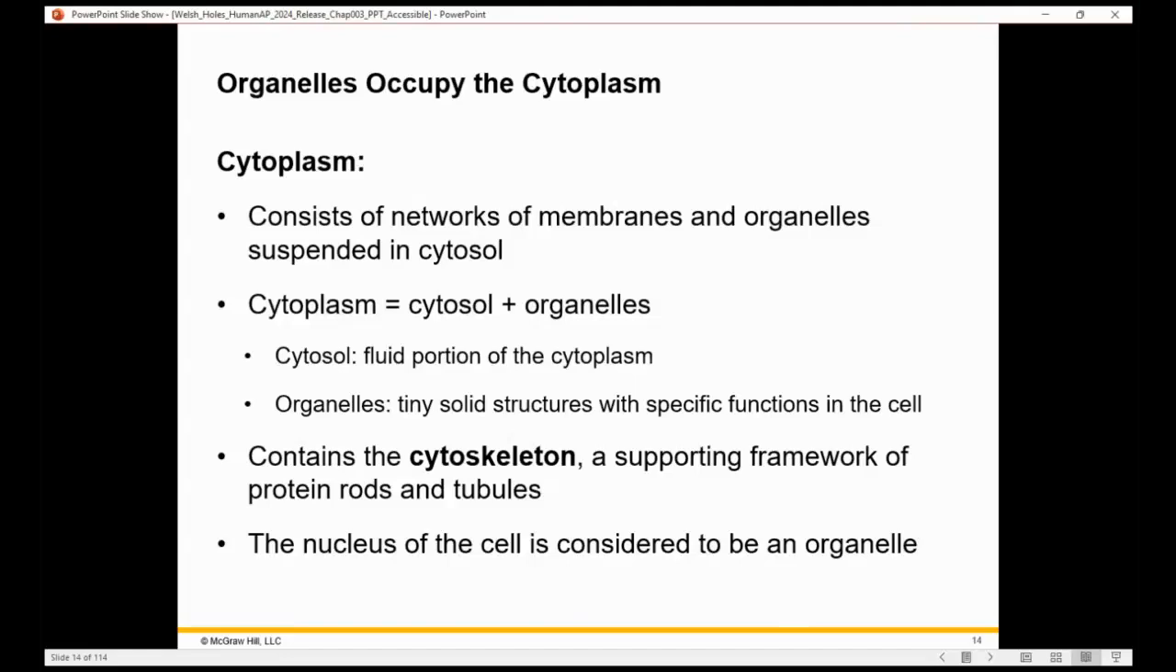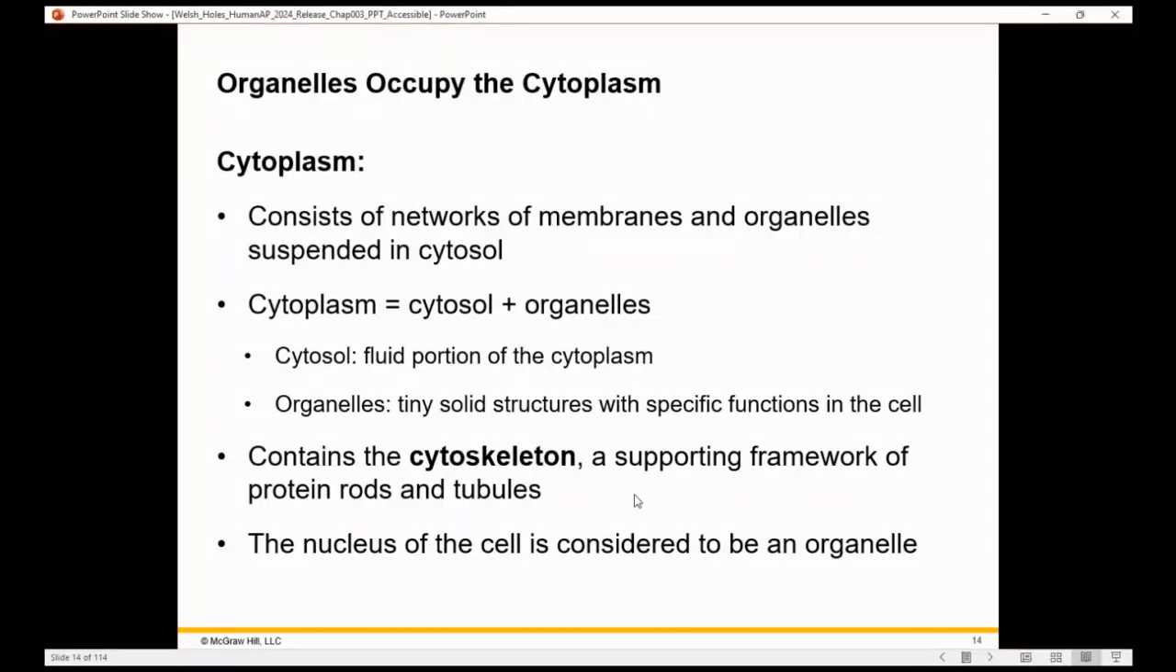So organelles do occupy the cytoplasm, but let's talk about the cytoplasm as a whole first. It consists of a network of membranes and organelles that are suspended in the cytosol. So cytoplasm is cytosol, which is the fluid portion, and the organelles. And the organelles are the solid structures with specific functions in the cell.